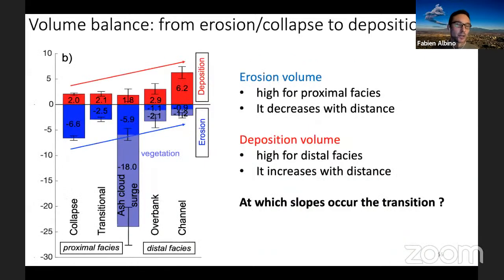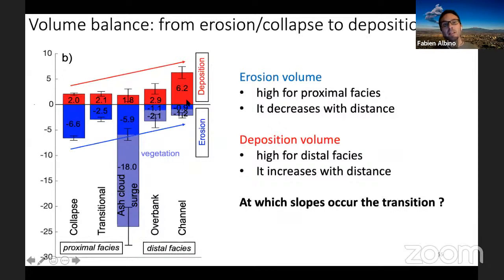If you look at the volume per facies, what I show here is, for all the different facies from proximal to distal, the deposition, and in dark blue, the erosion. You see an increase of deposition from proximal to distal, whereas at the same time, you see a decrease from proximal to distal of erosion. So at the same time, you have this mass balance between erosion and deposition.